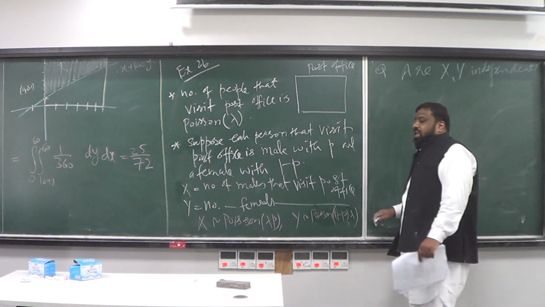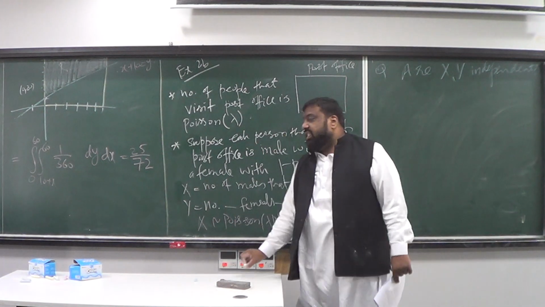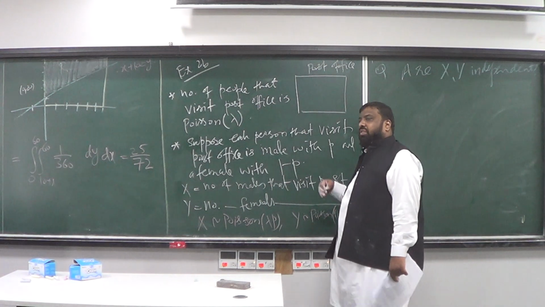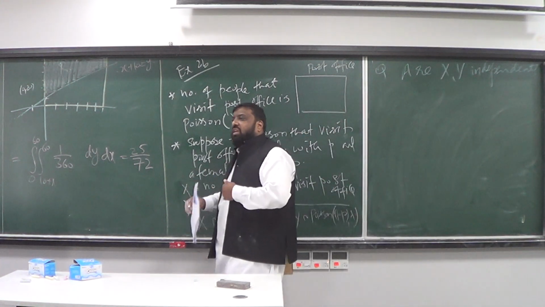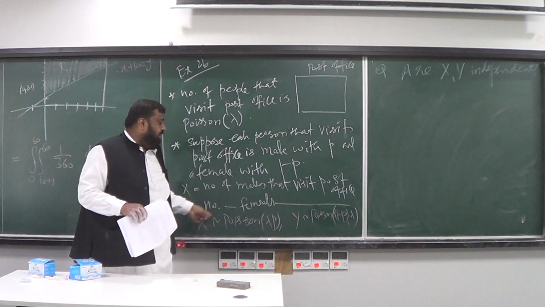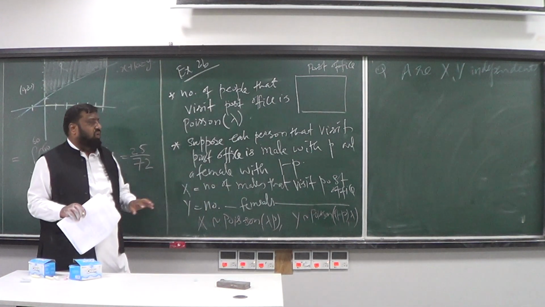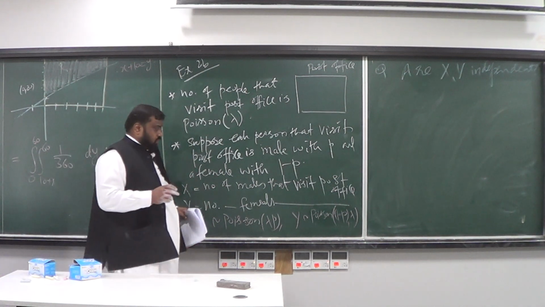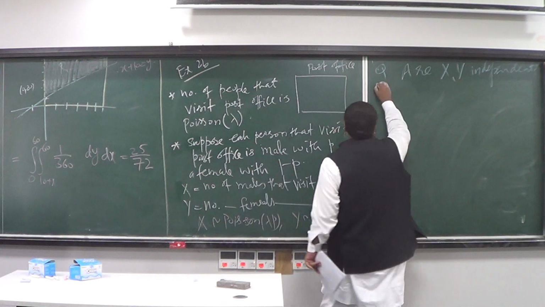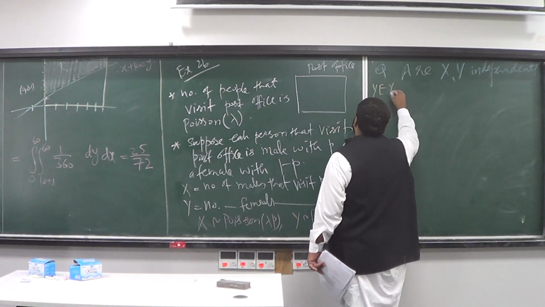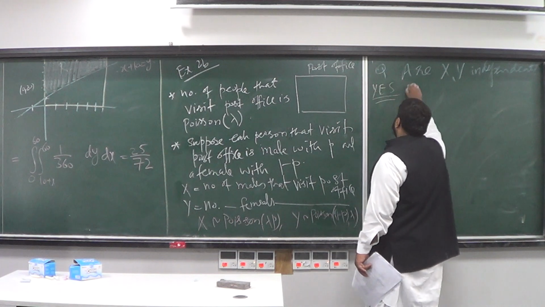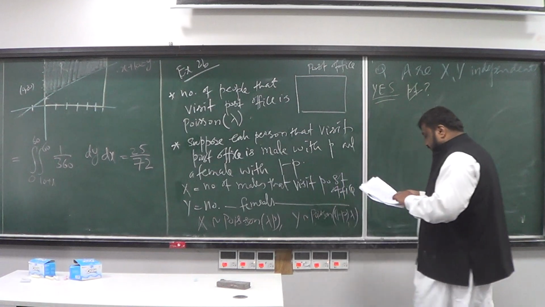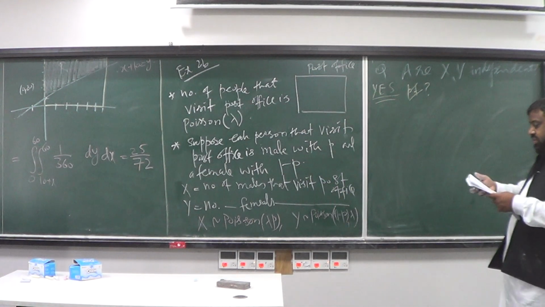independent? In other words, is the number of females that visit the post office independent of the number of males that visit the post office, if both males and females have these probability distributions? Okay, so the answer is yes. And the question is, what is the proof? So here is a quick discussion of the proof.